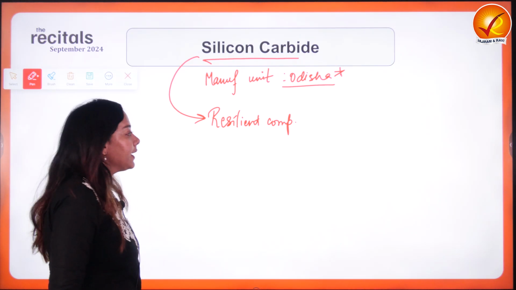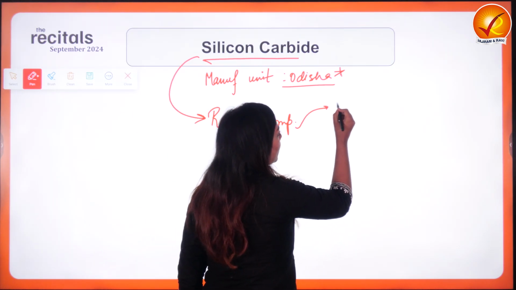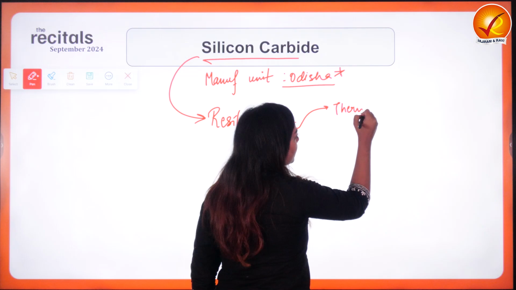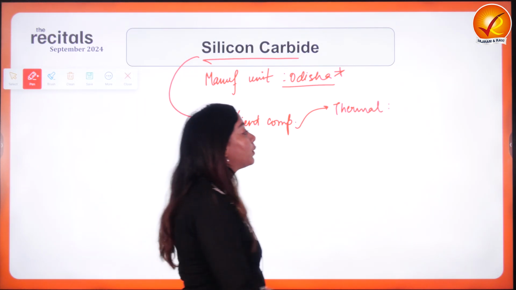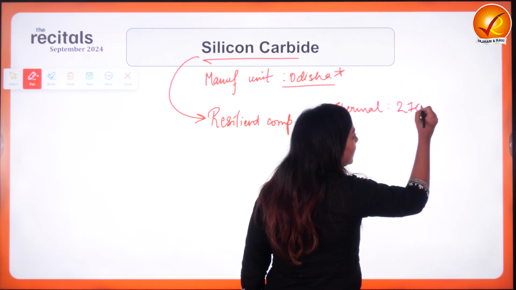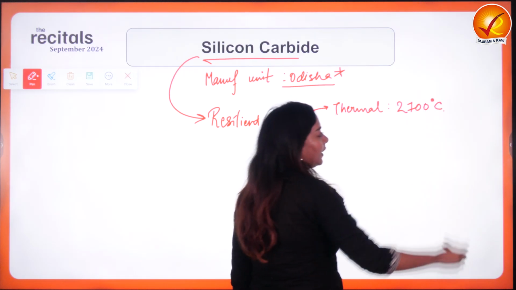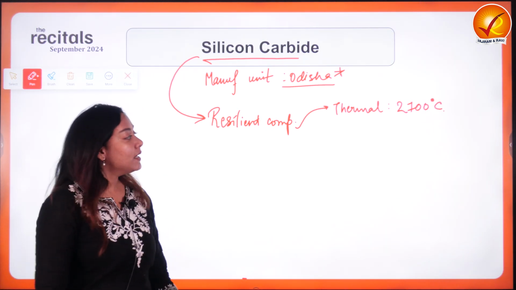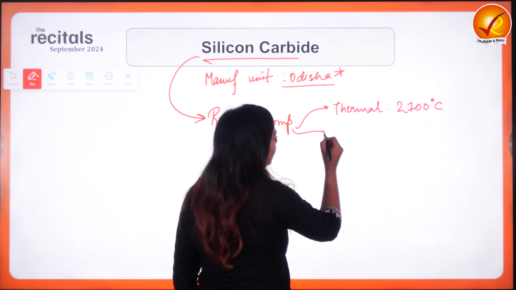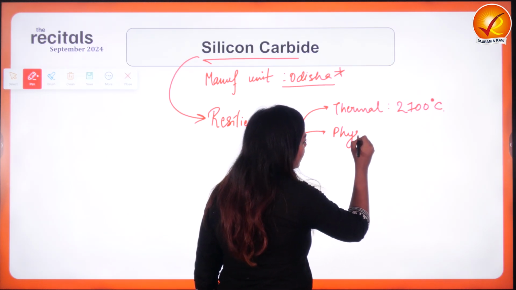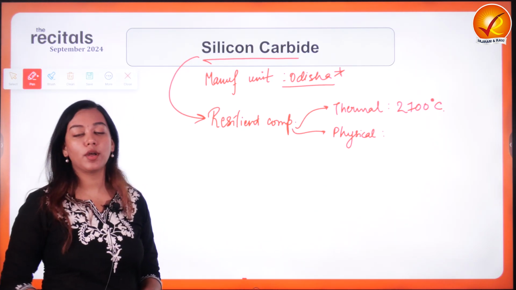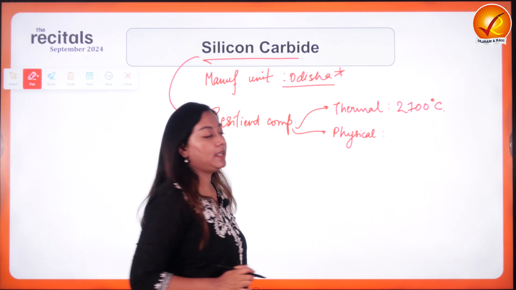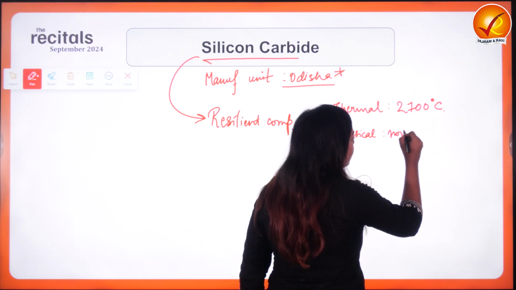How? Let us analyze. Let's check its thermal resistance. It can sustain a temperature, surprisingly, of up to 2700 degrees centigrade. Just imagine. The second resistance it has is physical resistance, which means it cannot be abraded or corroded easily. So it is non-abrasive in nature.